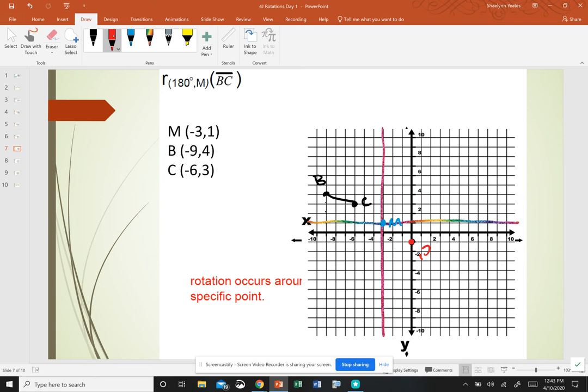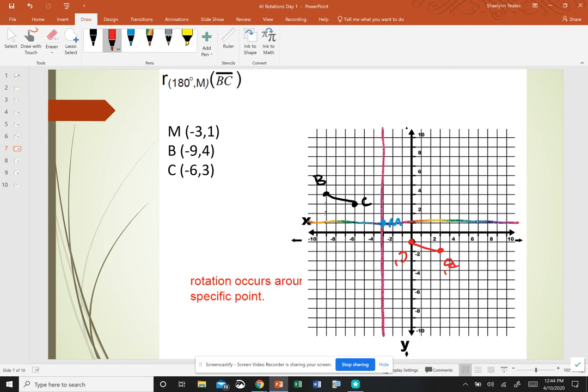Then B was originally 1, 2, 3, 4, 5, 6 to the left, and then 1, 2, 3 up. So now I'm going to go 6 to the left, 1, 2, 3, 4, 5, 6 to the left, and then 1, 2, 3 up. Here is my new B prime. I kind of want to move C prime so it's over here. And there's my line, rotated 180 degrees.